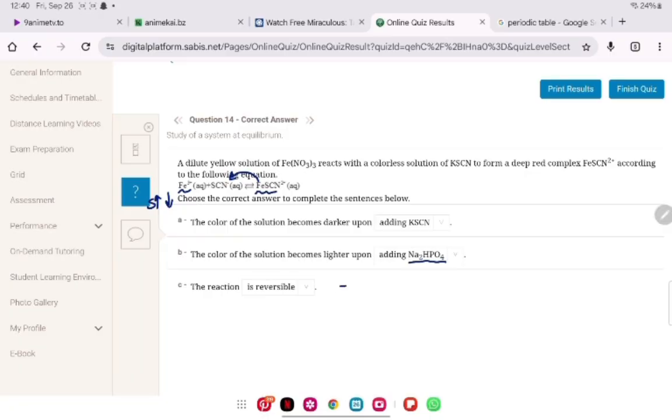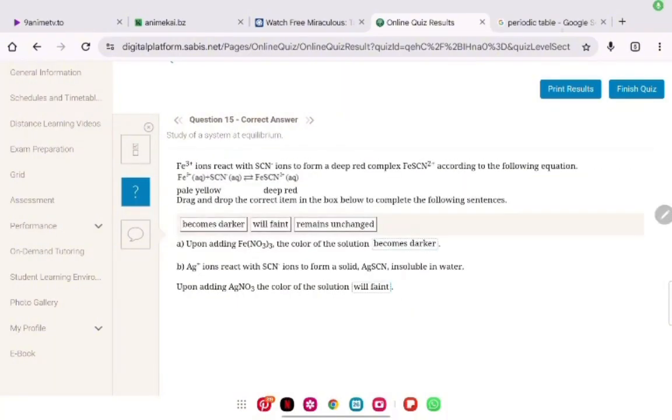And the reaction is reversible. If you see these arrows, this is reversible. If you see this, it is irreversible. So this is kind of the same as question 14.